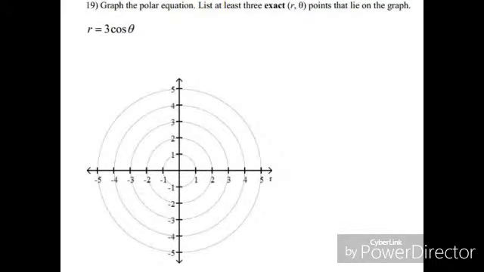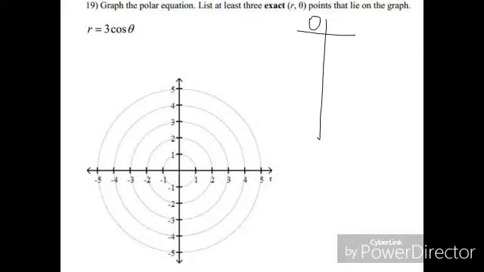Graph the polar equation. List at least 3 exact r, theta points that lie on the graph. Now it says list, so we can put this on the side. We don't have to label and put it on the graph. Sometimes that's a little bit messy, but we can list it. That's fine. I'm going to make a chart.